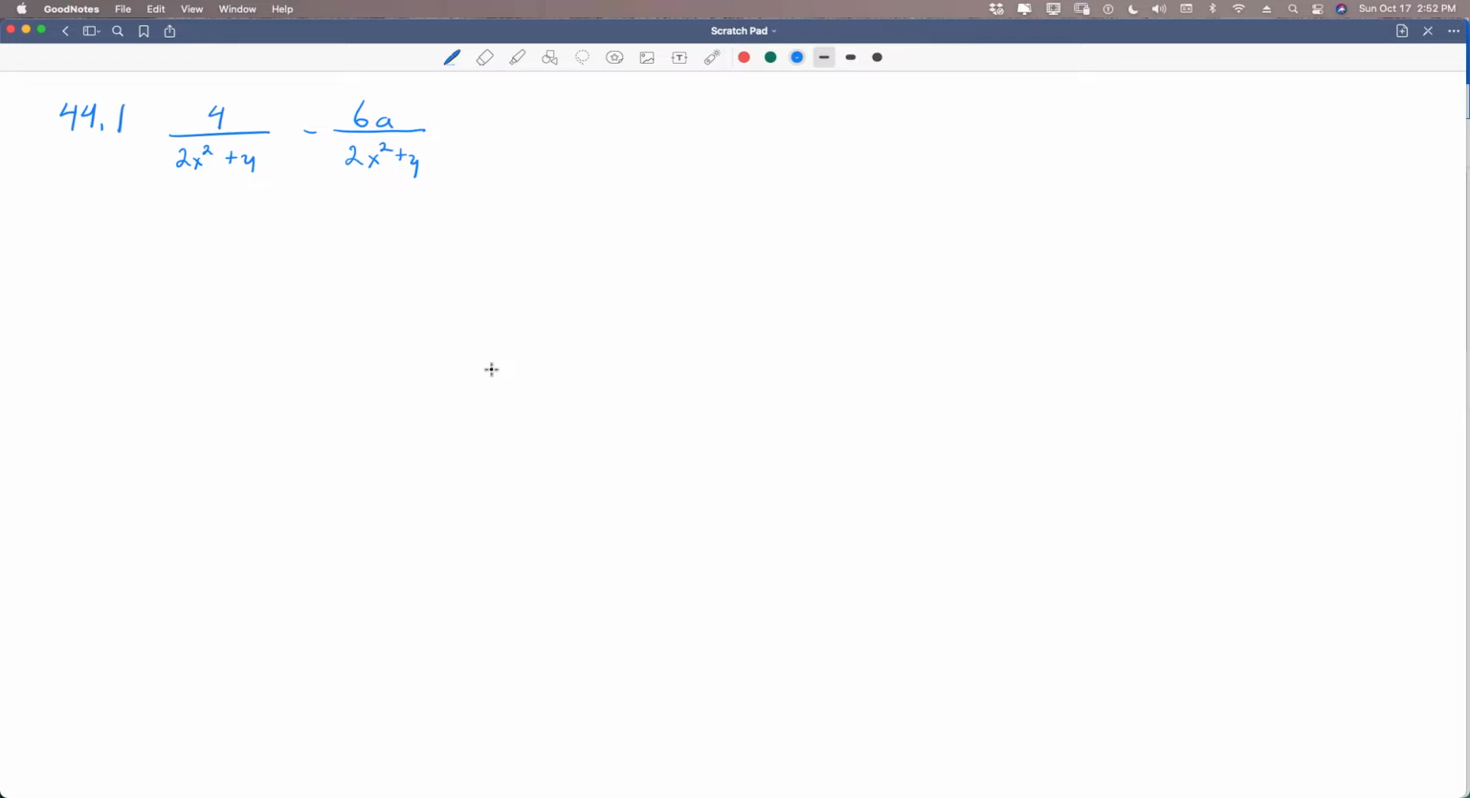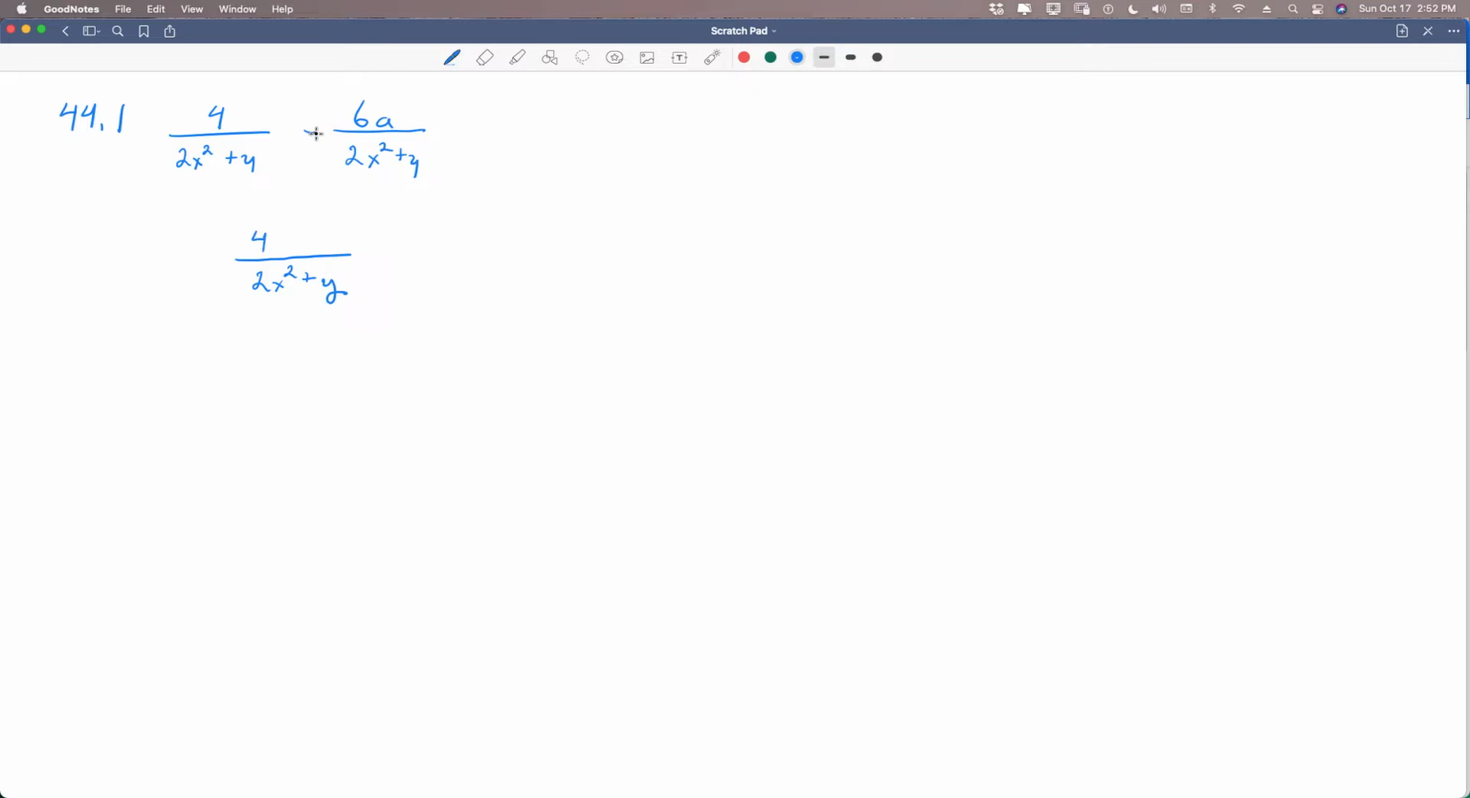Okay, this one is so easy peasy, y'all. All we're going to do is write. We already have the same denominator. We don't have to multiply anything. All we have to do is write the same denominator underneath, right? And then put these two together on top.